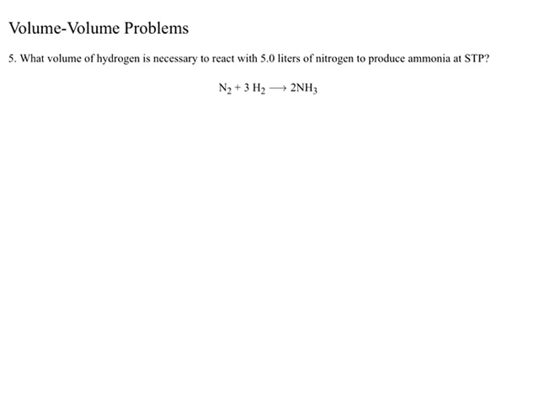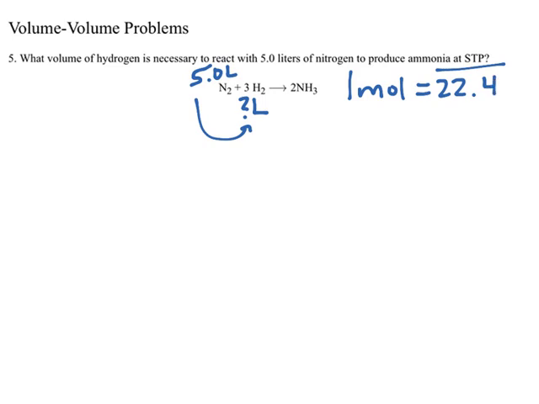Number 5 is shifting gears a little bit. What volume of hydrogen? So we're looking for the liters of hydrogen that are necessary to react with 5 liters of nitrogen. So we have 5.0 liters of nitrogen, and we're converting to liters of hydrogen. Well, just remember, at STP, 1 mole of any gas is equal to 22.4 liters. So that's going to be the conversion that we're going to use here. So we'll start with the one we know, which is 5.0 liters of N2.